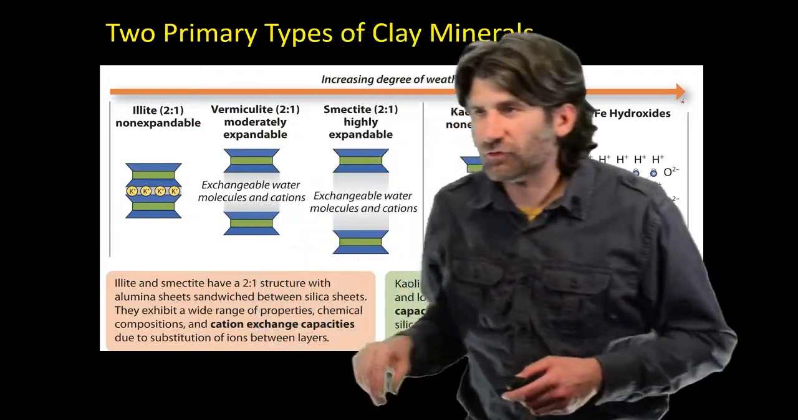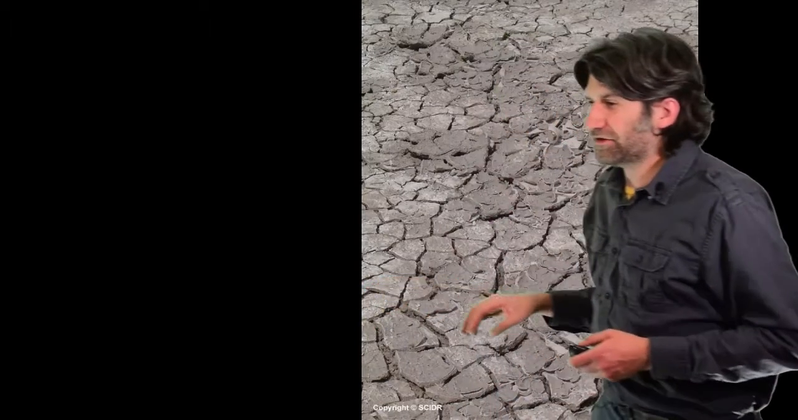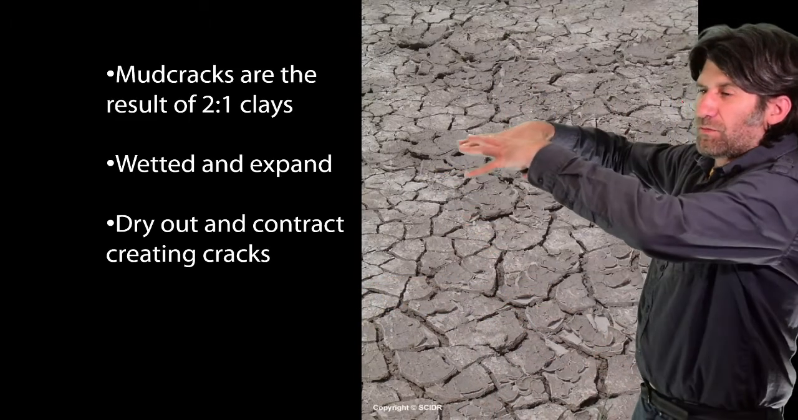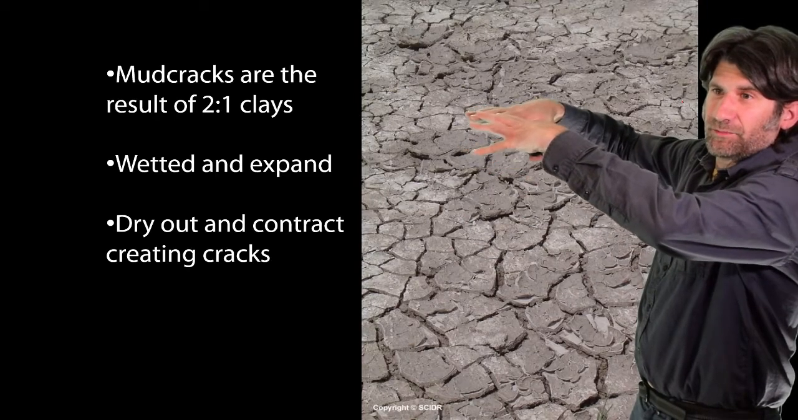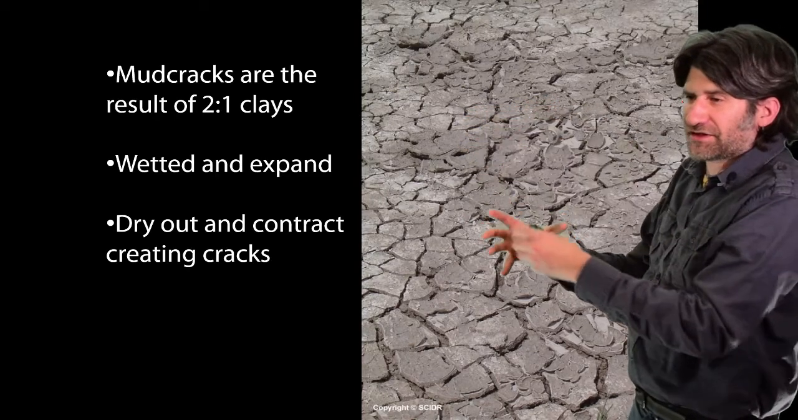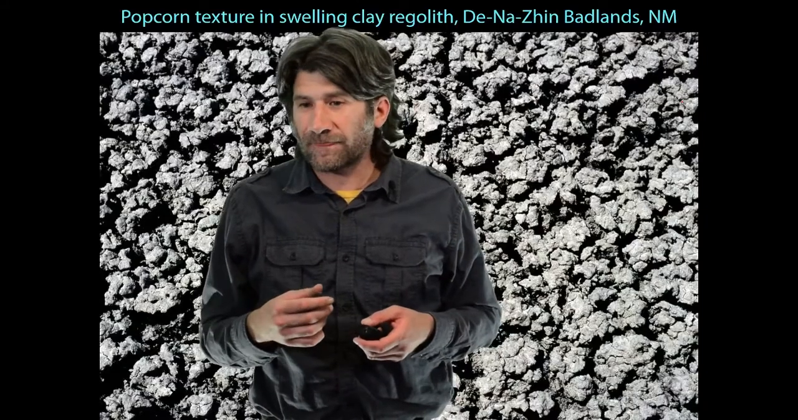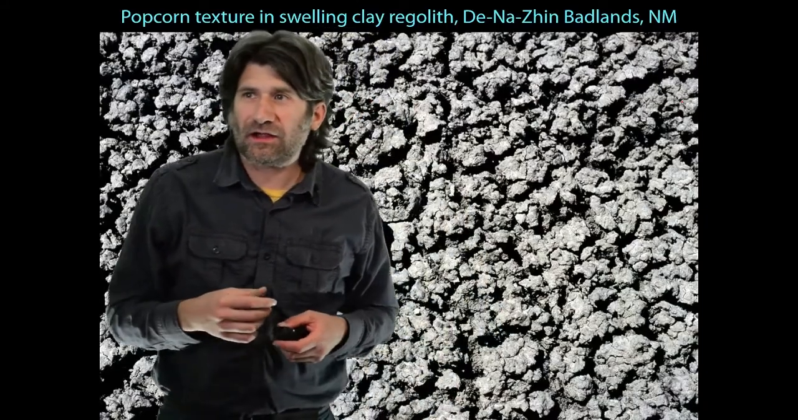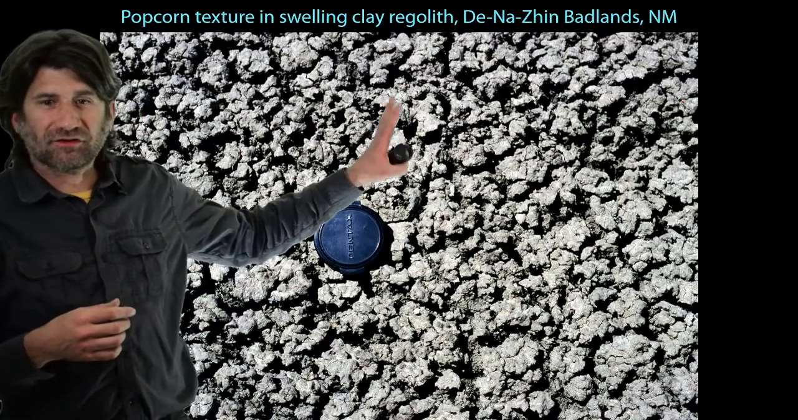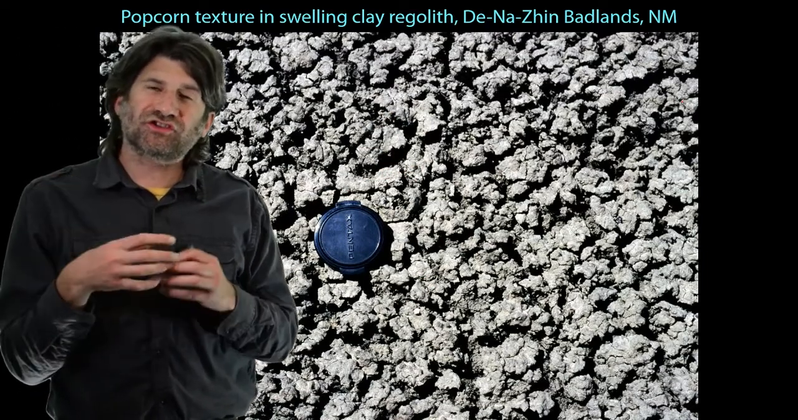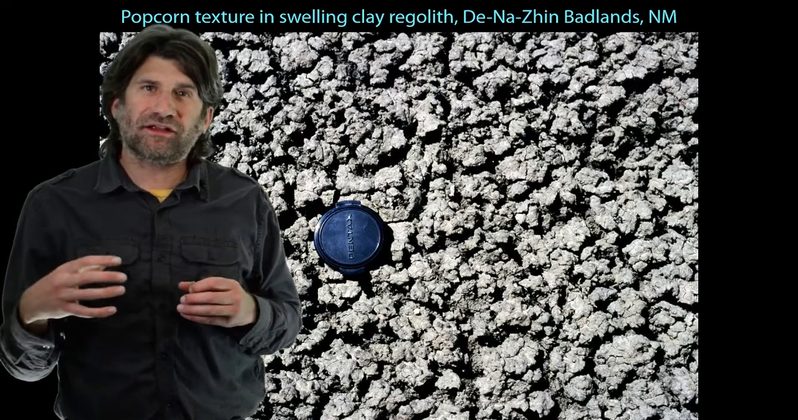So this is really important when we look at things like this. Here are some mud cracks. When you wet mud, you swell those clays up, and then when you dry them, they contract and you crack. So mud cracking is caused by the shrink-swellability of clays like smectites. And as I mentioned as well, the spectacular landscapes of the Badlands, where you have that popcorn texture, are associated with shrink-swell in the clays in the bedrock.